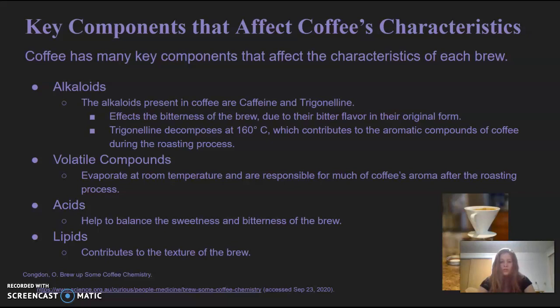Trigonelline usually decomposes though at 160 degrees Celsius, and this usually contributes to the aromatic compounds of the coffee during the roasting process. So when the beans are being roasted, the smell that comes from that is the alkaloids' responsibility. Volatile compounds evaporate at room temperatures and are responsible for much of the coffee's aroma after the brewing process. So when the coffee is being brewed, volatile compounds are responsible for that.